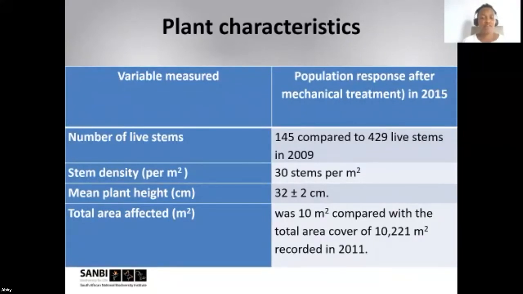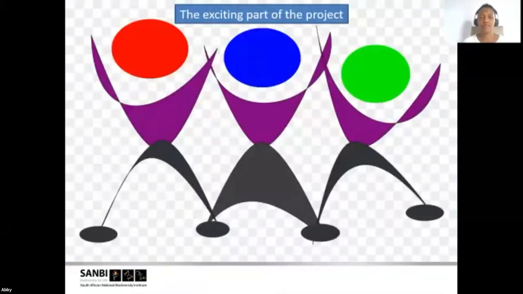By 2015, the number of live stems was 145 compared to 429 live stems that were recorded in 2009. And the total area affected was 10 square meters compared with the total area of 10,221 square meters that was recorded in 2011. So already you can see that the population was shrinking over the years. The exciting part of the project is that no live plants of Spartina alterniflora have been observed since November of 2016, but we still continue to do those annual checks.